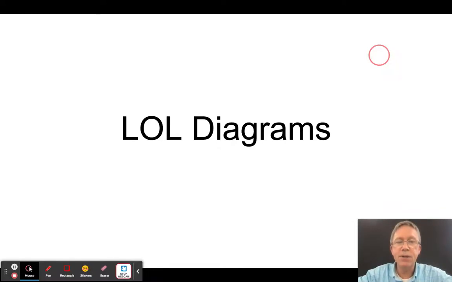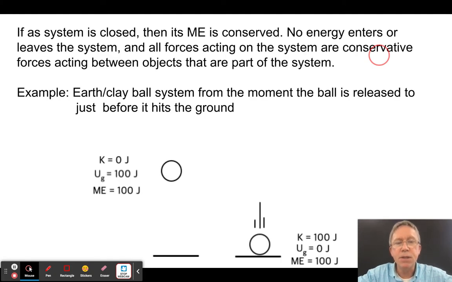Okay, let's learn how to use LOL diagrams to analyze the energy transformations within a system. Okay, so let's start with this. If a system is closed, what that means is that the mechanical energy of the system is conserved. So no energy is going into or out of the system, and all the forces acting within the system are conservative forces, gravity or spring potential energy, that are acting between objects that are part of the system.